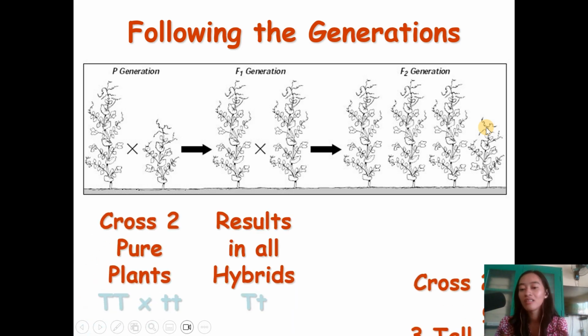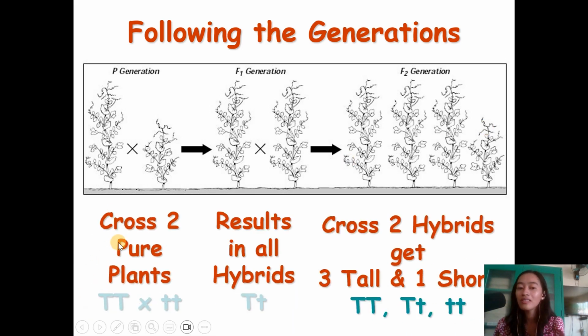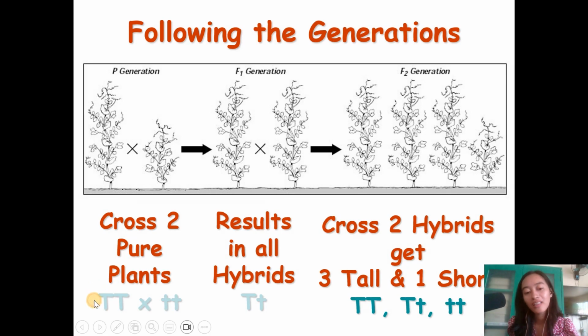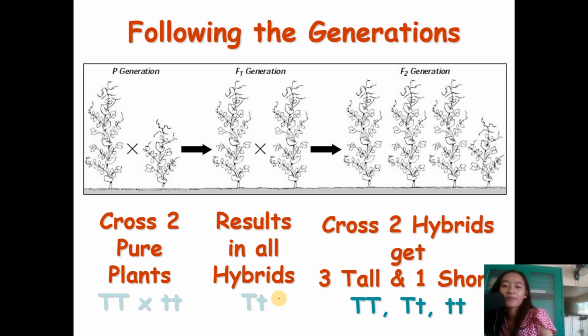So here, what happens is when you cross both pure plants, the result would all be hybrid. So you'd be having pure capital letters, and then pure small letters, and then it becomes hybrid.